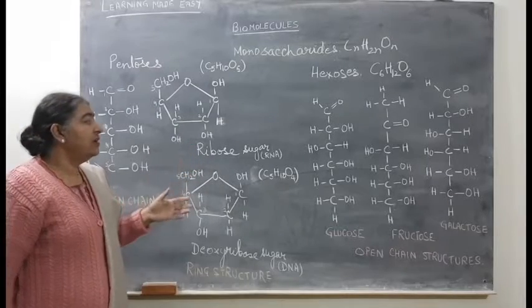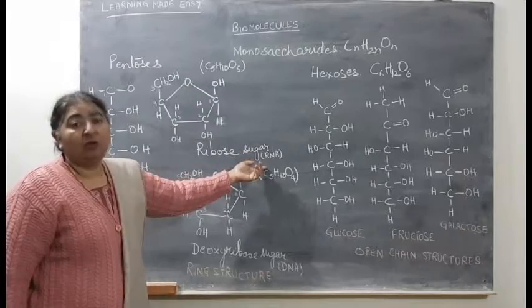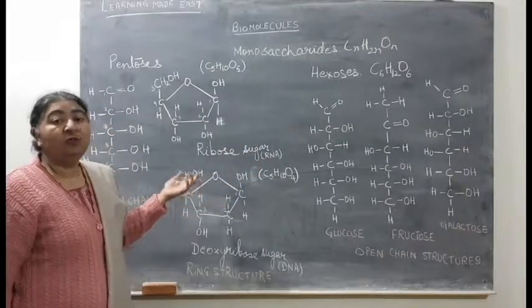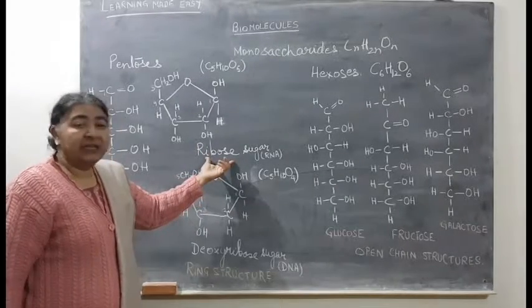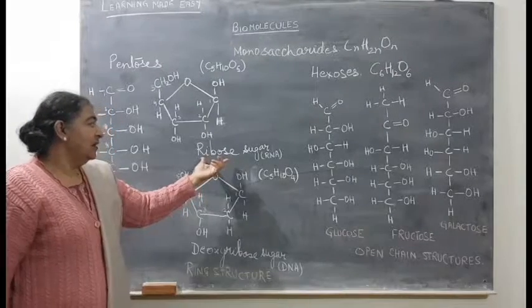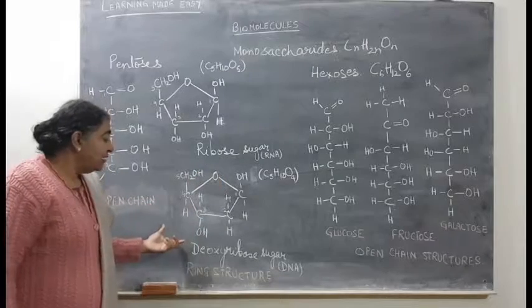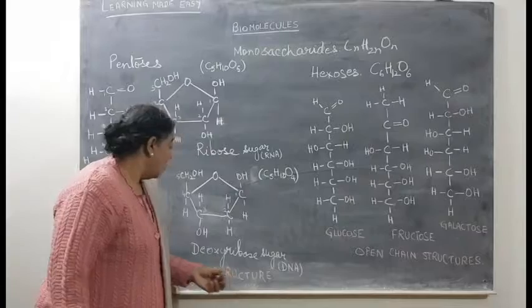Now ribose sugar is the main backbone of RNA molecule, which is present as one of the nucleic acids. That is, prokaryotic cells have ribose in their genetic structure. While deoxyribose sugar is a part of DNA.